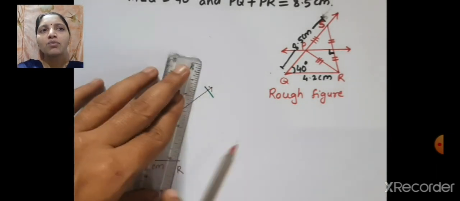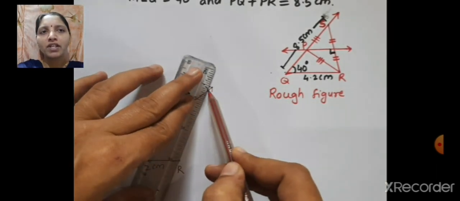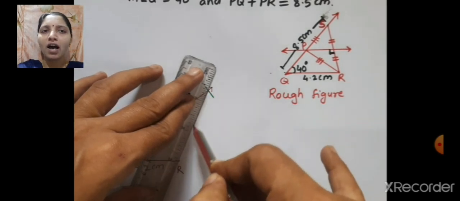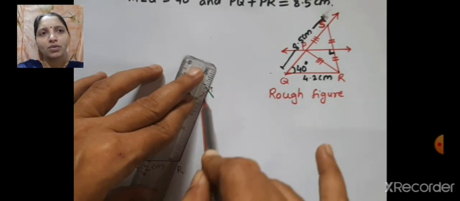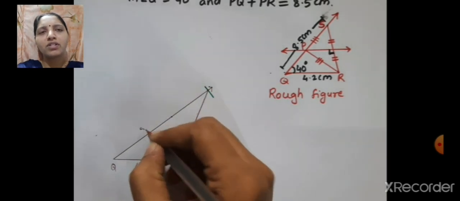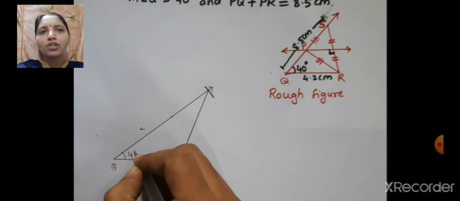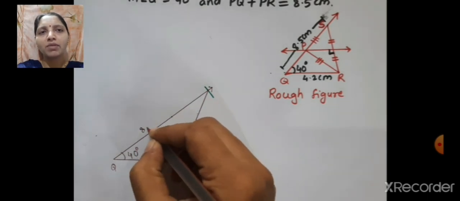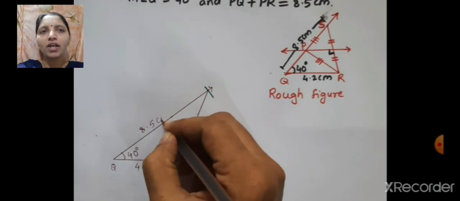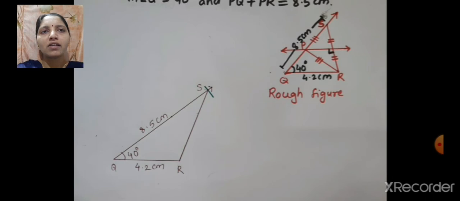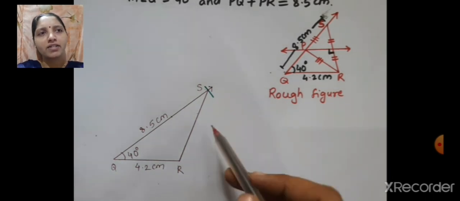Okay, so this way you have to take 8.5 centimeter mark, and that mark you have to join with point R. Okay, this way. Okay, so this is angle Q, 40 degree, and this is 8.5 centimeter distance. Okay, and this is point S. So this way you will get one triangle, that is triangle QRS.